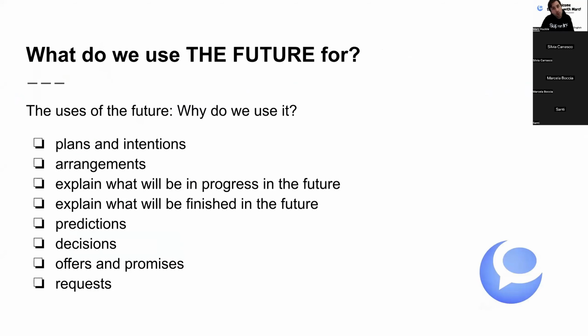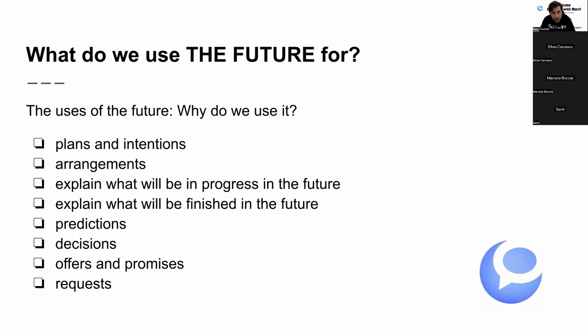We're going to review the future today, and we're going to be speaking about everything related to travel. We will talk about traveling, talk about different places, and we're also going to talk about transportation. So, what do we use the future for? The uses of the future, and why do we use it?